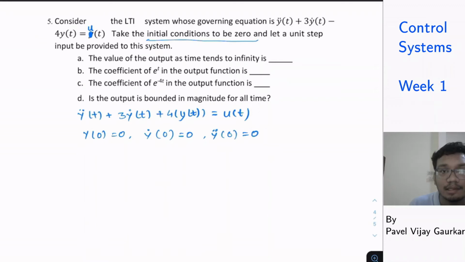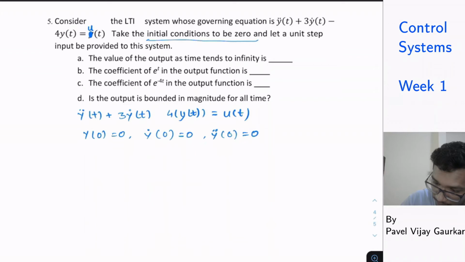And the equation you wrote, minus 4y of t, sir. You've written plus over there. Okay, thank you. Right, minus 4y of t with the 0 initial condition.